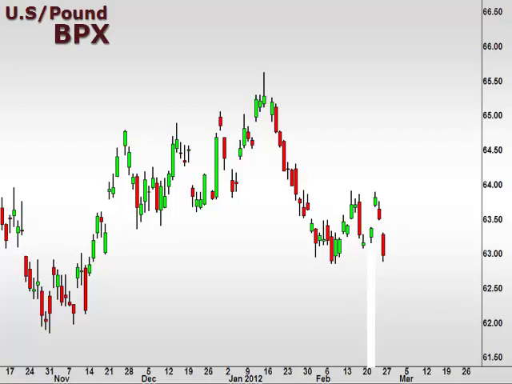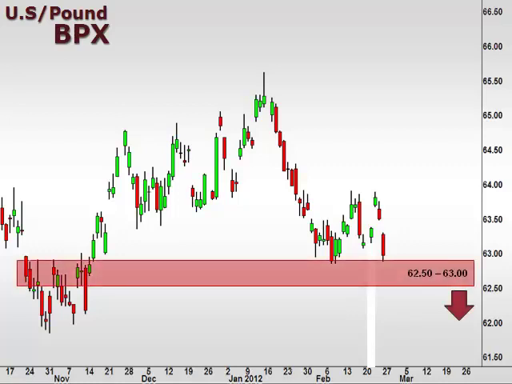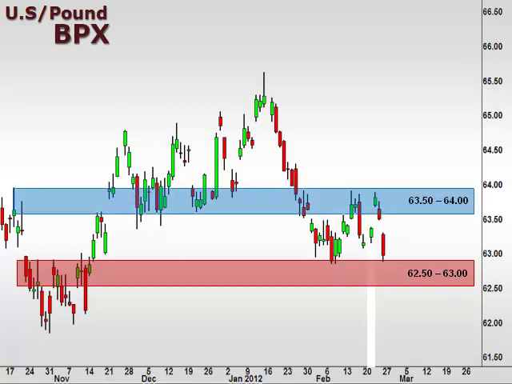Next up, the BPX, the U.S. dollar versus the British pound. Well, the BPX finished last week with a test of support at 63. We may see a continuation lower towards 62.5 this week. And a break below 62.5 opens the window for a continuation lower. A bounce this week, however, is likely to retest the 63.5, 64 level for resistance.